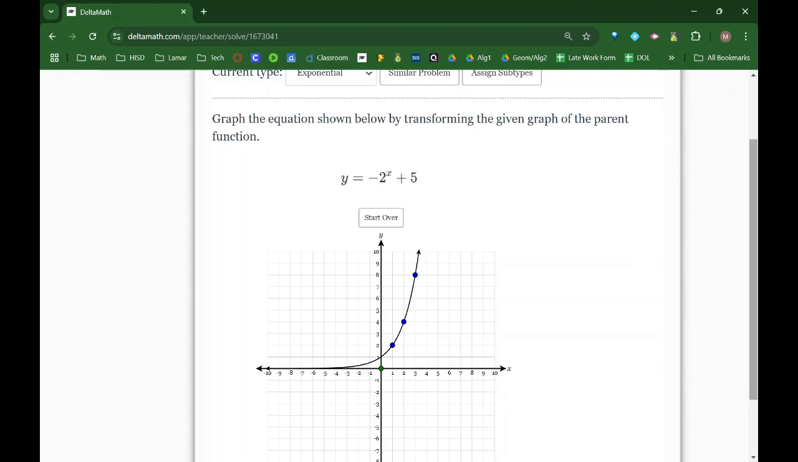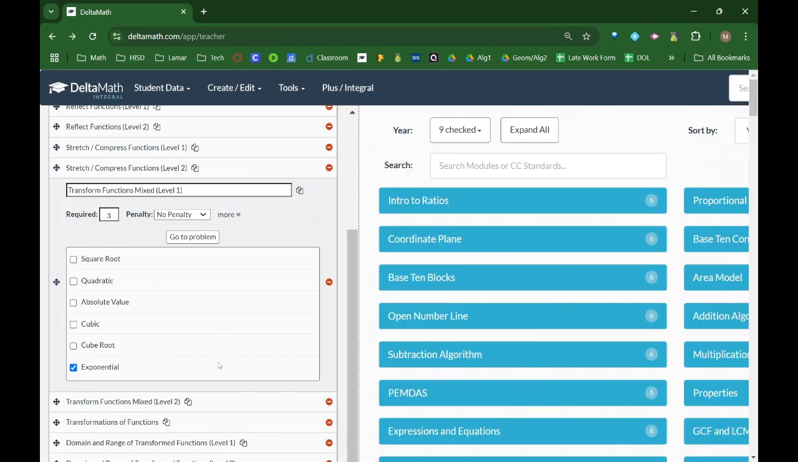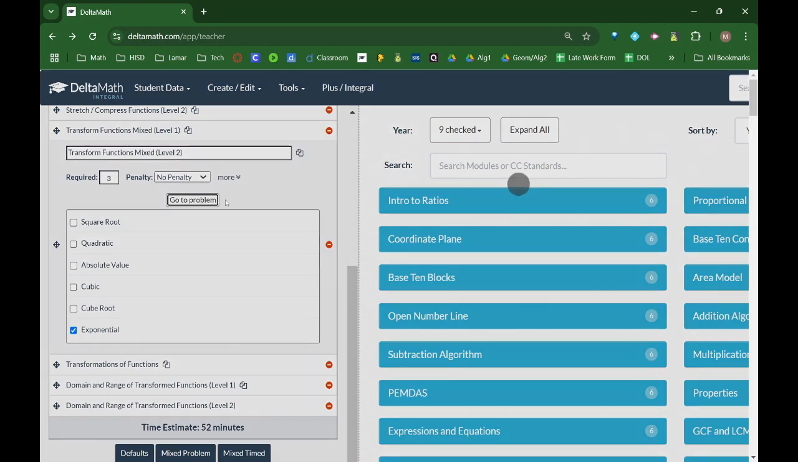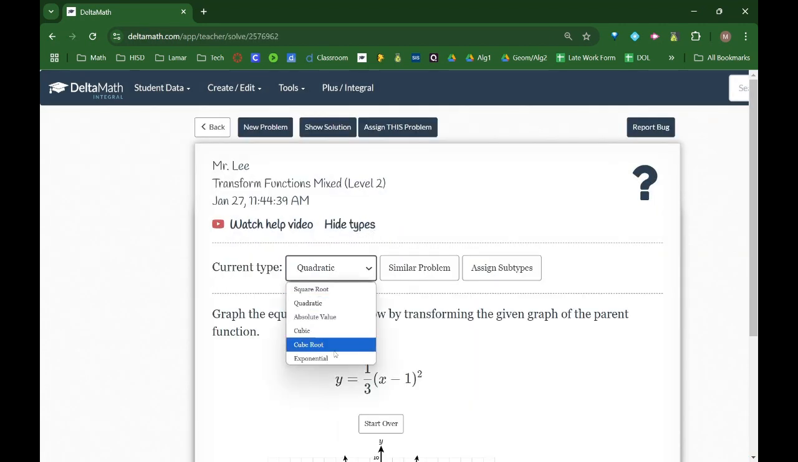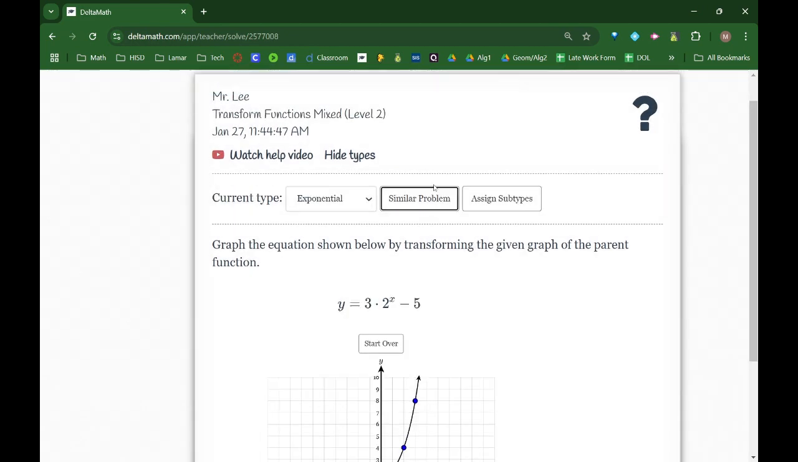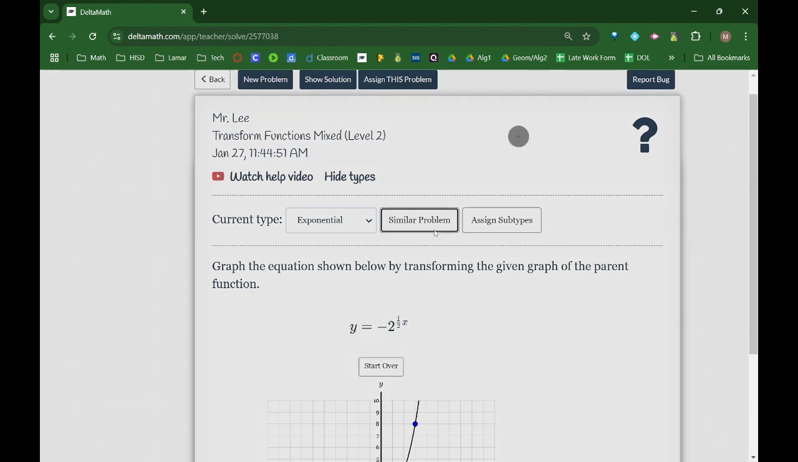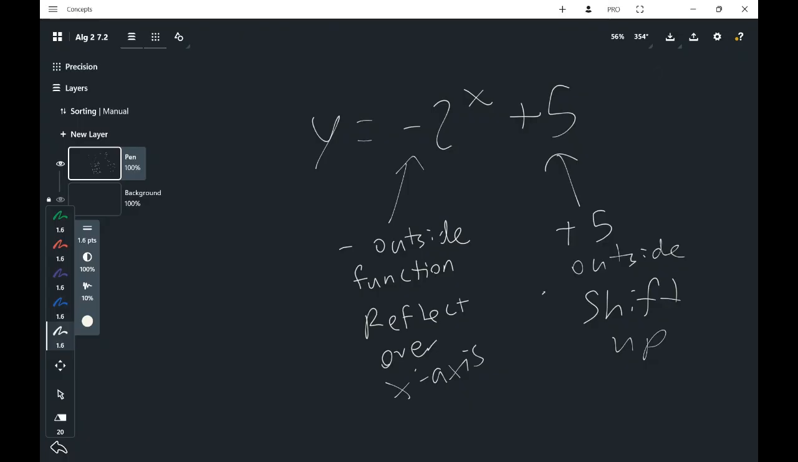So I would reflect it over the x-axis. So I would take this positive y and make it into a negative y. And then I would move it up 5 by clicking on this green dot and moving the green dot up 5 units. Okay, so let's see how difficult these get. Let's look for something a bit more, something as weird looking as possible. Yeah, this works actually. Let's do this.